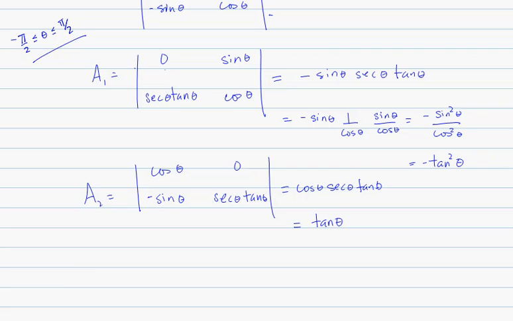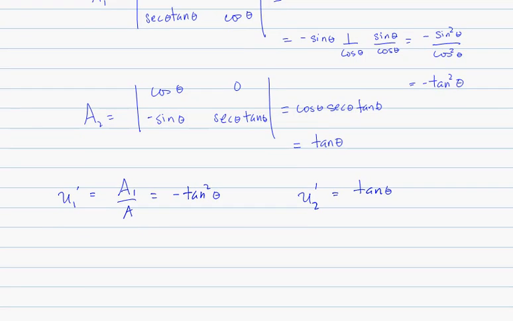So now I get that u1 prime is exactly A1 over A, and A1 is tangent minus tangent squared theta. A is 1. u2 prime is tangent theta over 1. Okay, and so now we have to find u1 and u2, and so u1 is the integral of minus tangent squared theta d theta. And let's go ahead and work this one out.